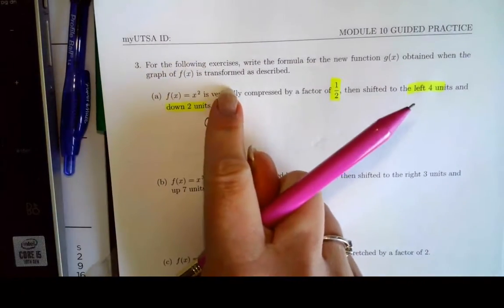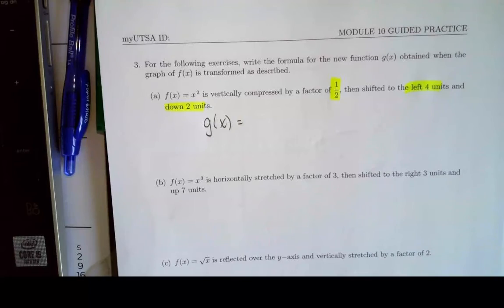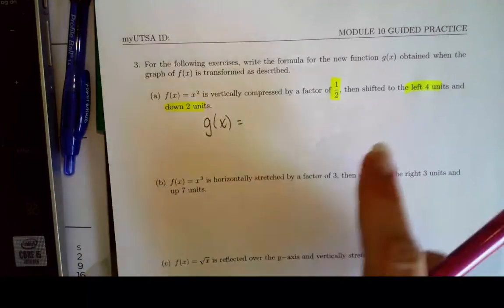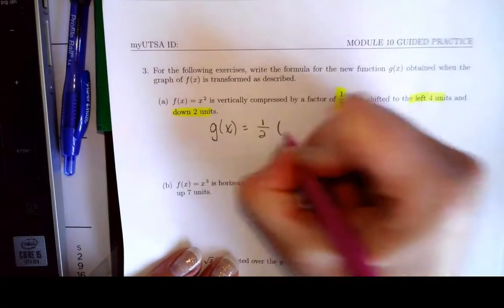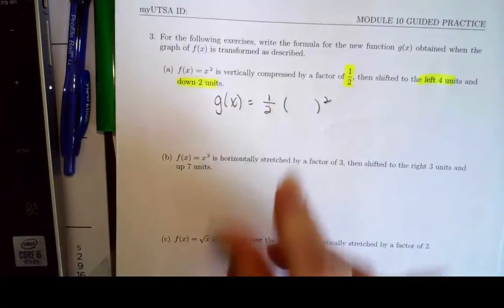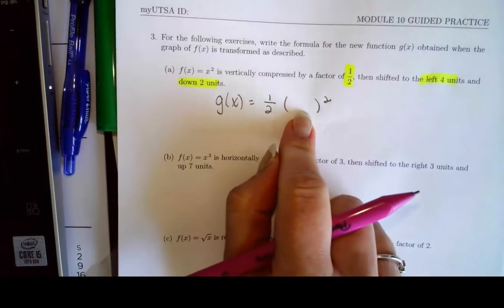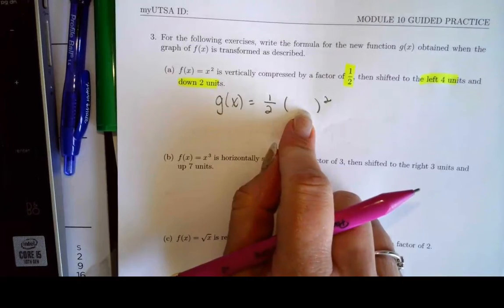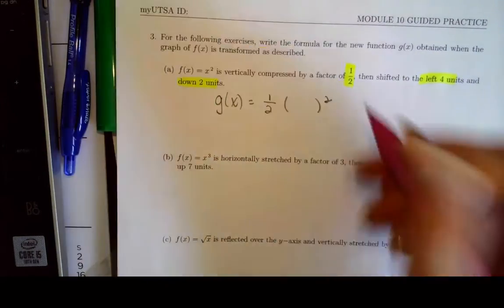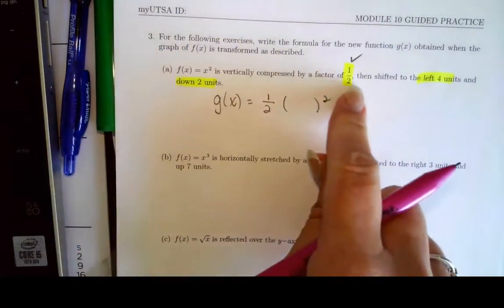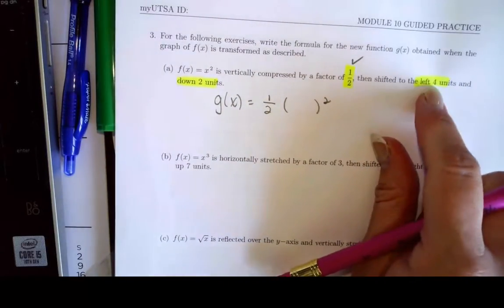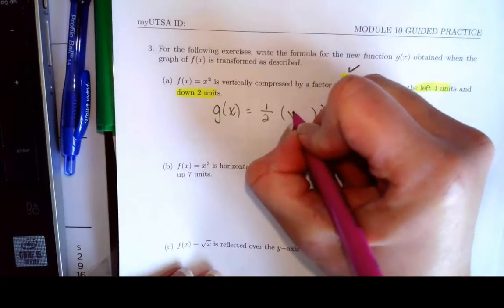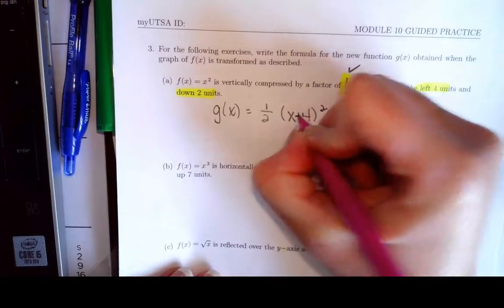So anything vertical is going to happen to the function itself, and you're going to do what it says to do. So I need to do a vertical compression of 1/2 on my x squared. Okay, so notice that I left some room in here just in case it's not just an x squared. So I took care of my 1/2. It's just going to be a coefficient on it. I'm going to go left 4. So remember, left, right, you go opposite. So instead of -4, I'm going to put +4.